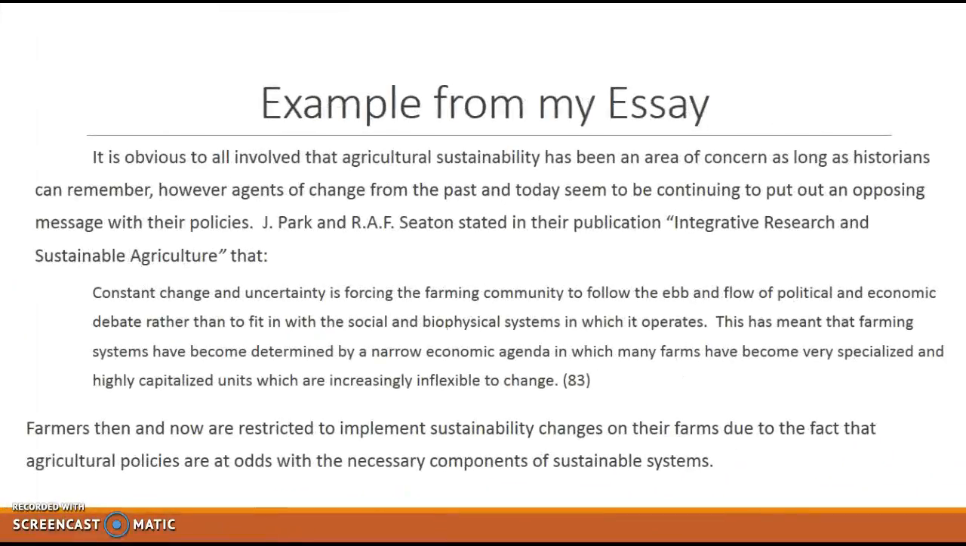Now, an example from my essay. I know this looks very wordy. This is right out of the paper. It is a long quote. However, once you break it down, it's not very bad. Here we have the introduction to the integrated source. And there's even a mention of the author and the article in the signal phrase. Here's the direct quote with the parenthetical citation at the end, along with a sentence summing up what was being said in the source and how it ties into my argument.